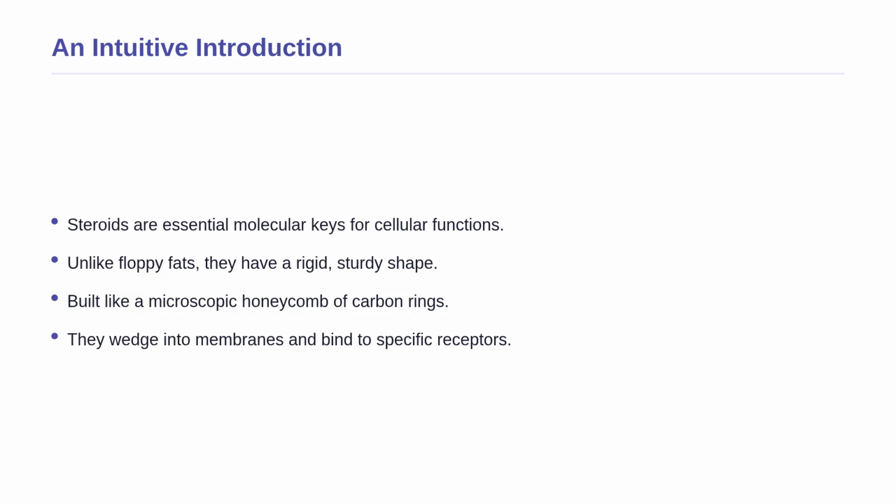interlocking rings of carbon. This rigid structure is their superpower. It allows them to wedge perfectly into cell membranes to provide structural support, or to fit exactly into specific receptors in the body to trigger biological processes.